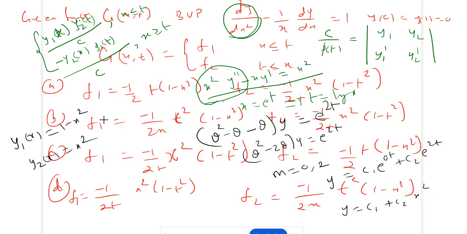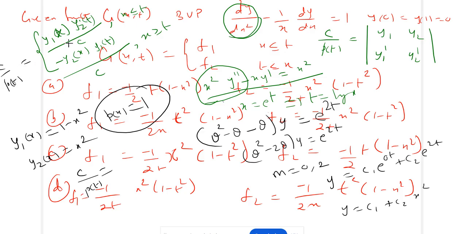So then p of x is the coefficient of y double dash, here 1. So p of x equal to the coefficient in the second order differential equation, that is 1. Then the solution: y1 of x is known, y2 of t is known, divided by c. When we proceed here, we get the perfect answer. For x less than or equal to t, we get t into ... divided by 2t.